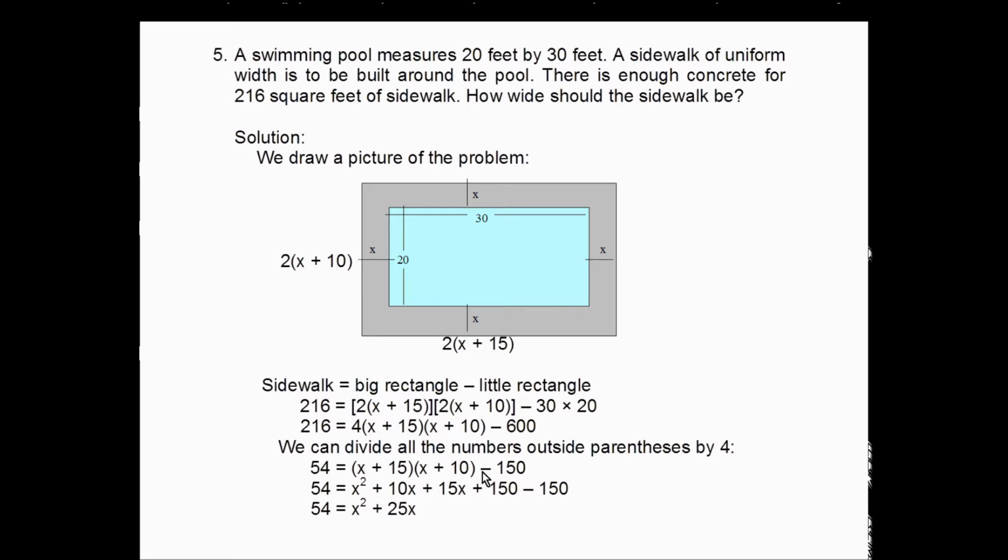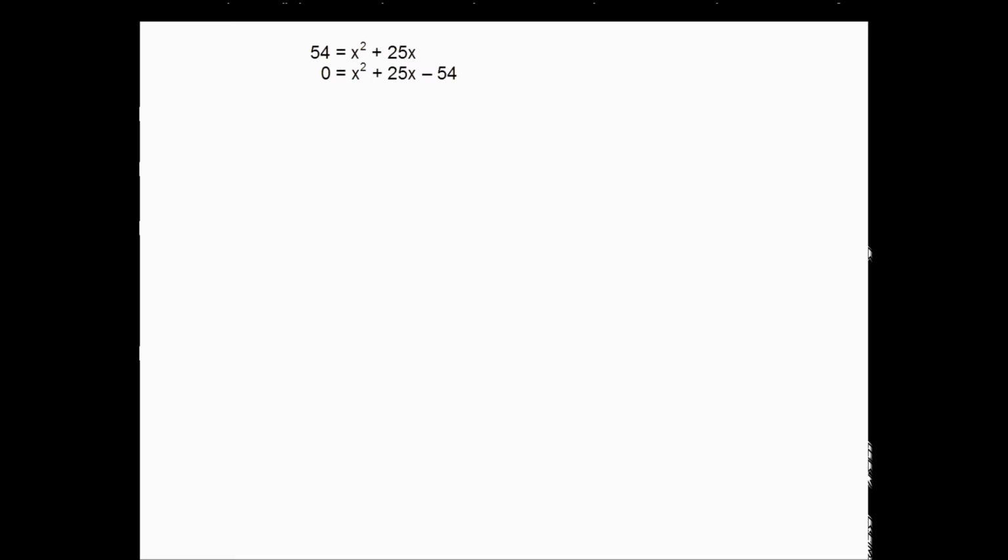For a quadratic, you've got to set it equal to 0. Again, I cannot think with negative squared terms, so subtract 54. So that's going to give me 0 is equal to x squared plus 25x minus 54. Again, this equation will be the first equation on the next line.